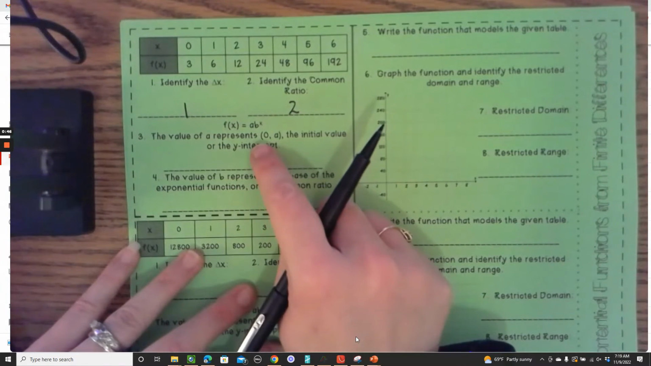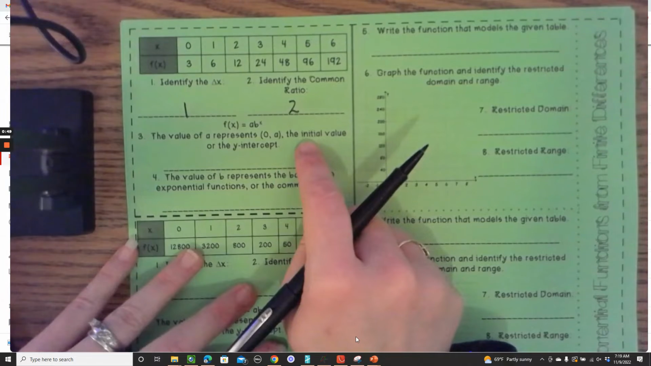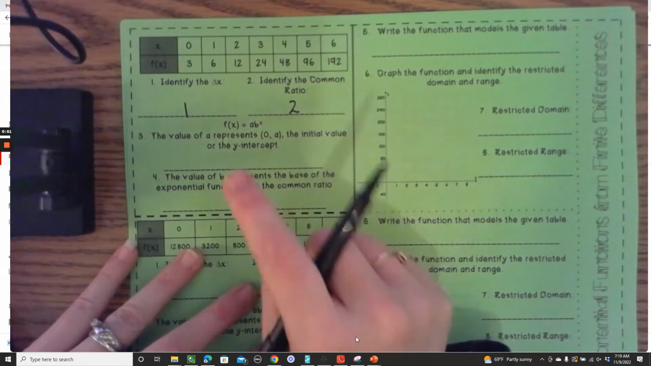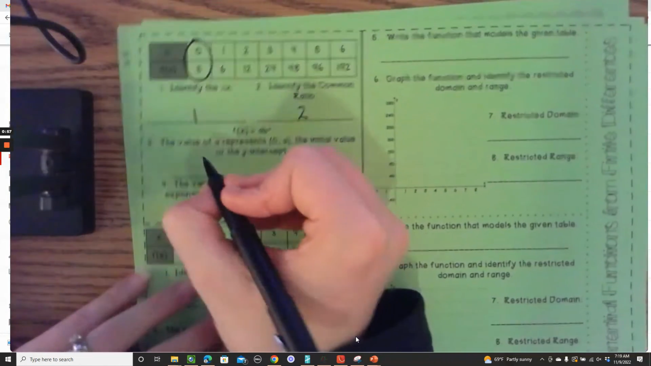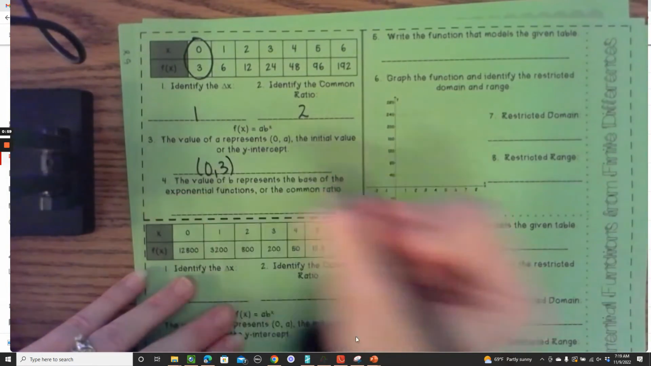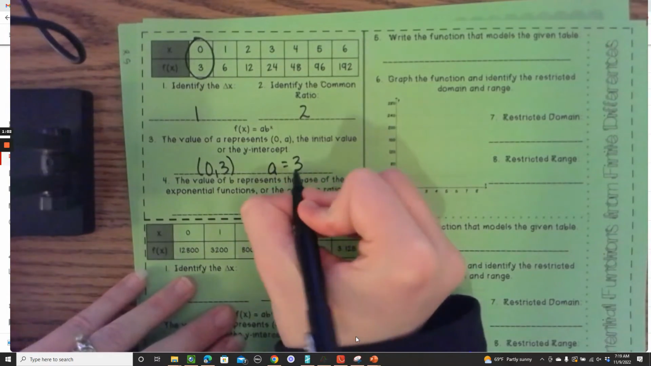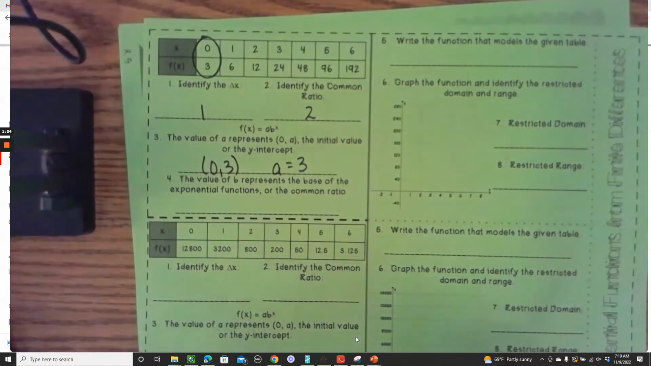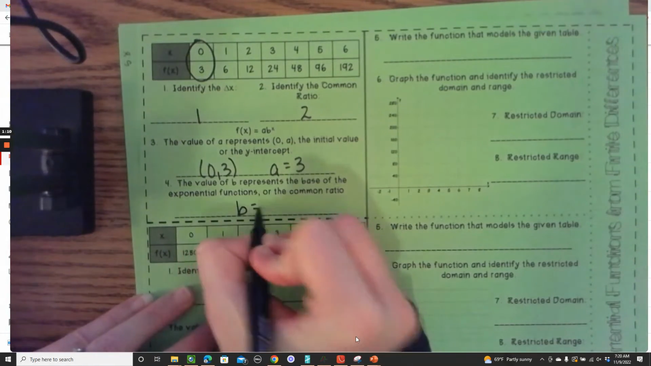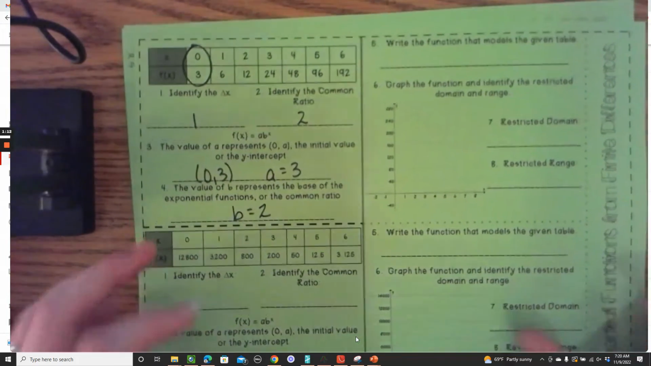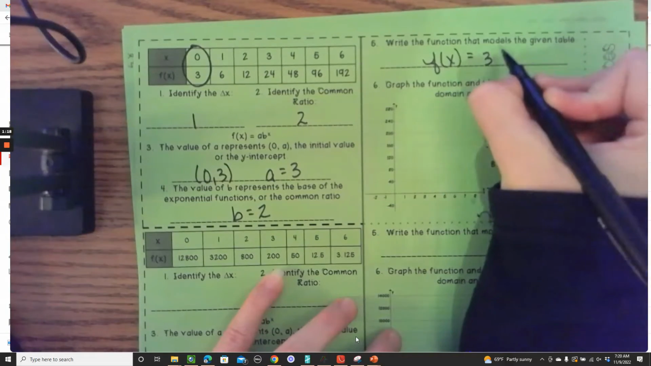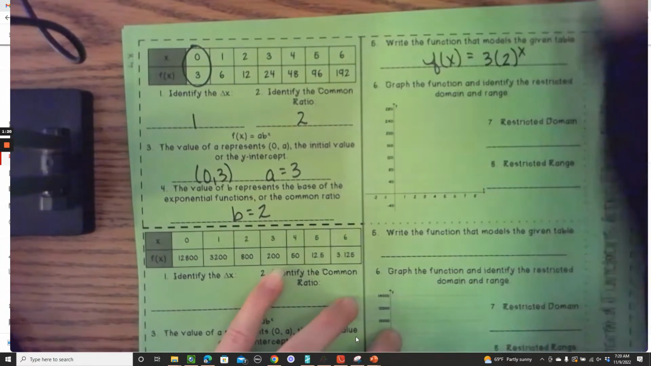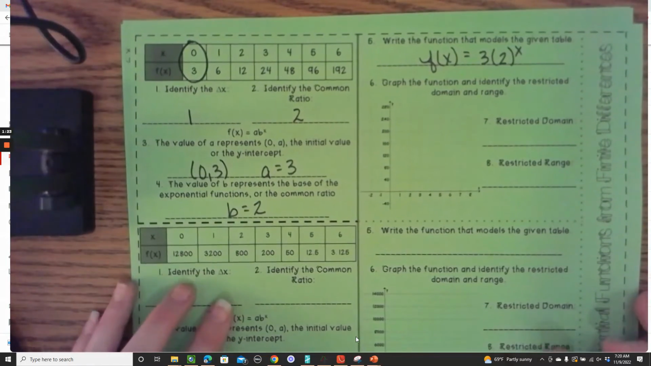So the value of a represents the initial value, or the y-intercept. So my y-intercept here is (0, 3). So a is going to equal 3. The value of b represents the base of the exponential function, or the common ratio. So here the b value is 2. So exponentials are a lot easier to write than some of our other ones.